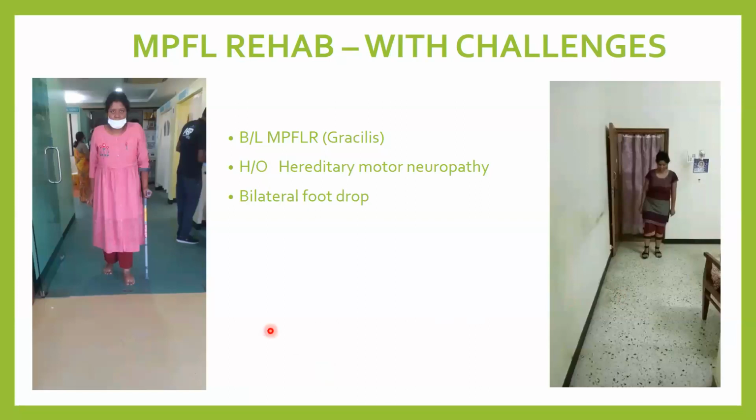Now the challenge with this lady was she also had a hereditary motor neuropathy and bilateral flat foot. Sorry, I'm not able to run the video, but we were able to plan the exercise in such a way that the strength does not get reduced. In her case, due to the neuropathy, the improvement in strength was also not going as expected, but we were able to get her back to her original activity, what she wanted to do.